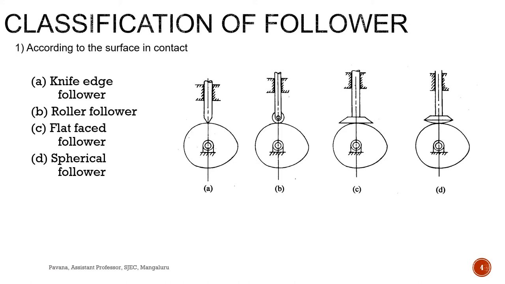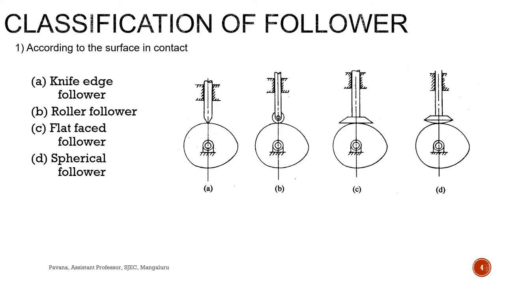Third one, the flat-faced follower. When the contacting end of the follower is perfectly flat, you can see the C diagram, which has a very flat surface, we call that a flat-faced follower. The thrust at the bearing exerted is less as compared to other followers. In the case of flat-faced follower, the only side thrust is due to the friction between the contact surface of the follower and the cam.